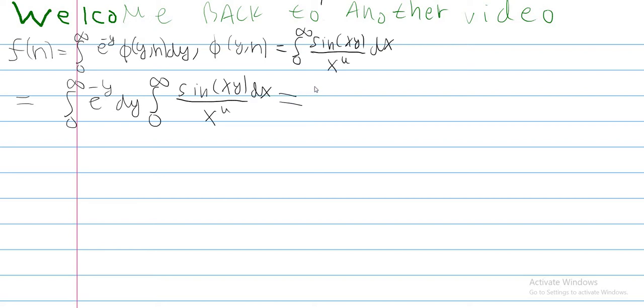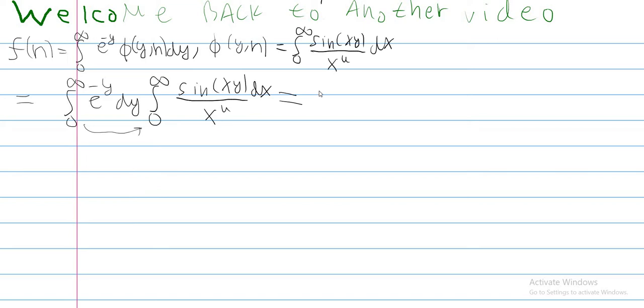Now here we will use Fubini's theorem to replace the order in which we are integrating these two integrals. And so what do we get? We get an integral from 0 to infinity 1 over x to the n, integral from 0 to infinity sine of xy, times e to the minus y, dy, and this one is with respect to x.